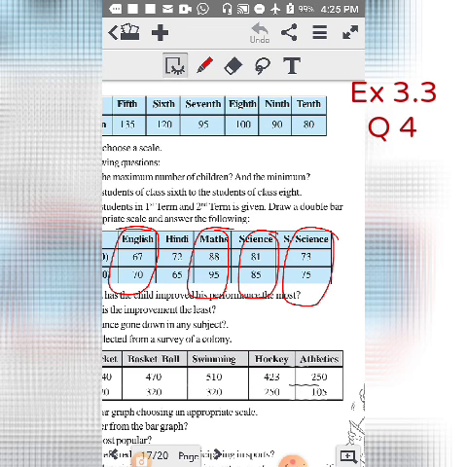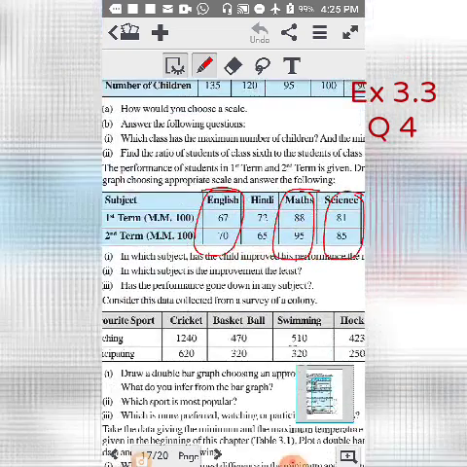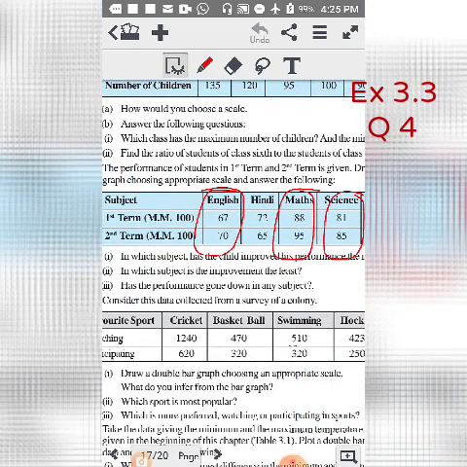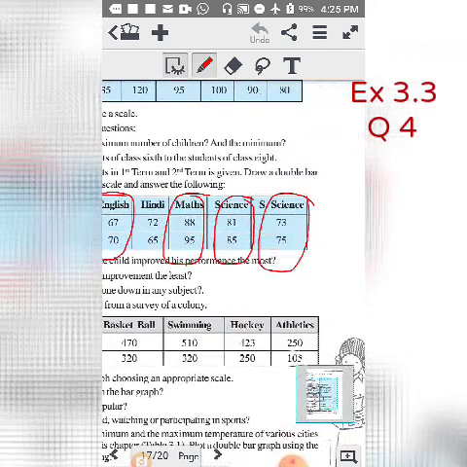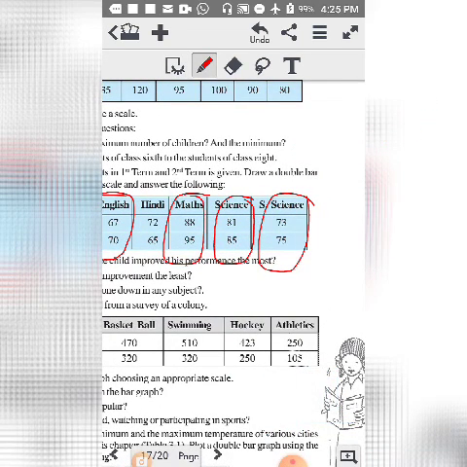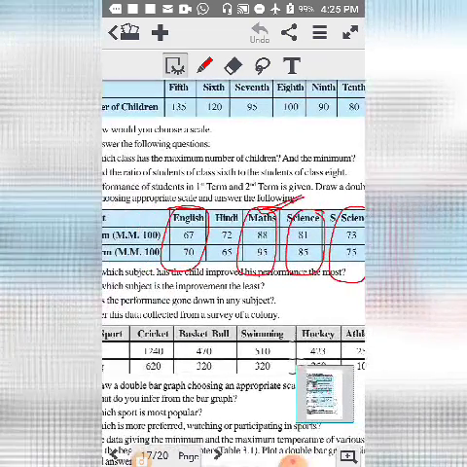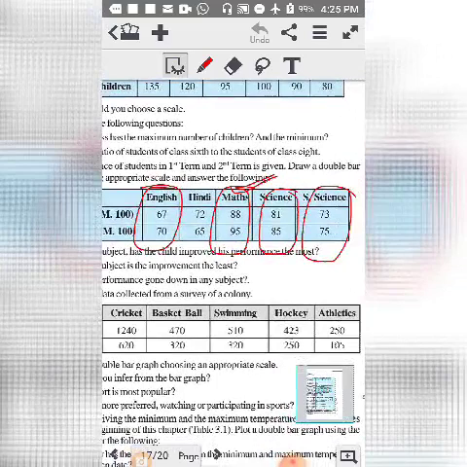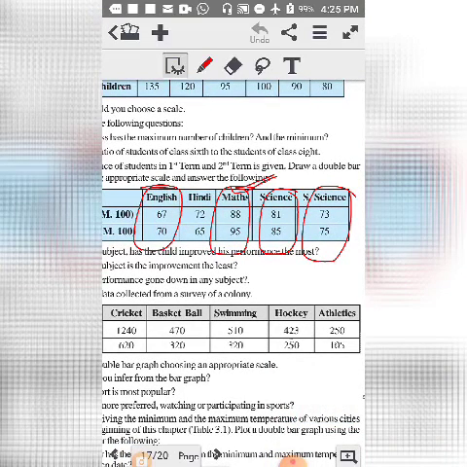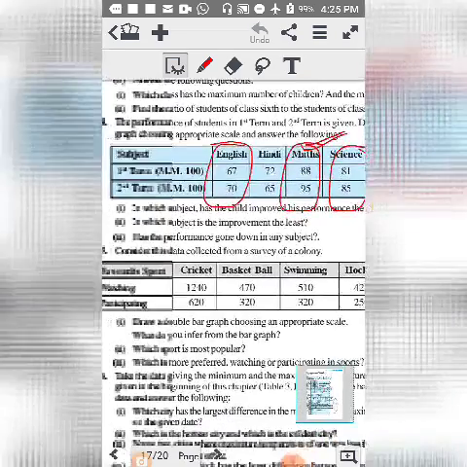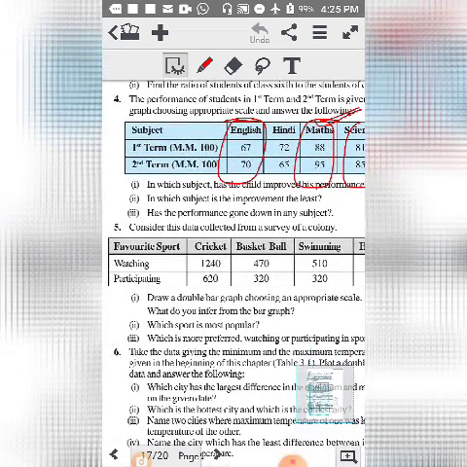So in which subject did the child score more marks, where is more improvement? It is in maths. He has scored more marks because the marks are going from 88 to 95. In which subject has the performance gone down? It is Hindi. He has improved in all, but in Hindi his performance has gone down. So this is how we read the double bar graph.